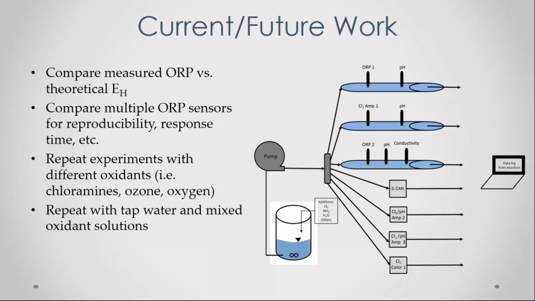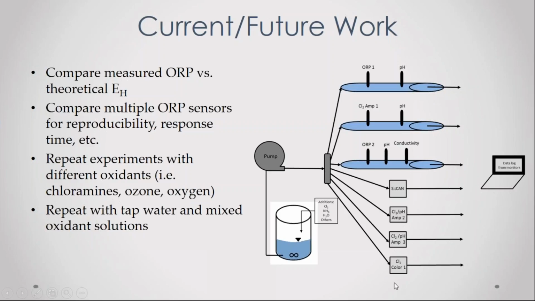In terms of future work, we're developing a really large network of sensors and manifolds. So we have different ORP sensors, different pH sensors. We have, I think, two chlorine amperometric sensors, SCAN, and one chlorine colorimetric sensor. And instead of having it be a flow-through system, we are pumping the water, same as we did before, through a pump, in through a manifold which diverts the flow rate to each of these systems here.